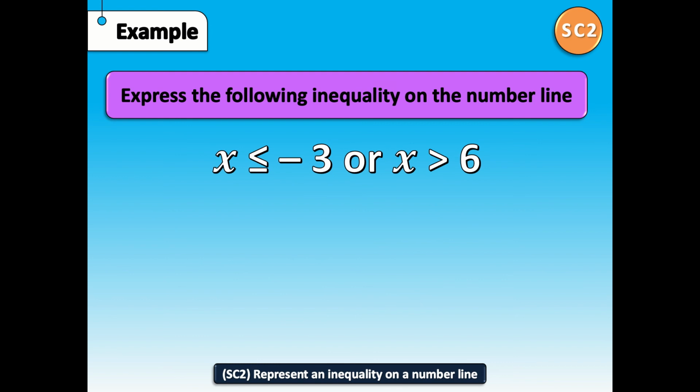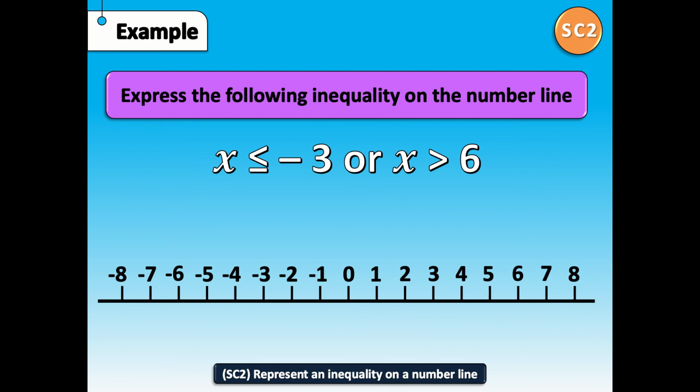In this question, we've got x is less than or equal to minus 3, or x is greater than 6. So we can express these two inequalities on the same number line. We put a dot above minus 3 and a circle above 6. We draw an arrow going down the number line from the dot because x is less than or equal to minus 3. And we draw an arrow going up the number line from the circle because x is greater than 6.